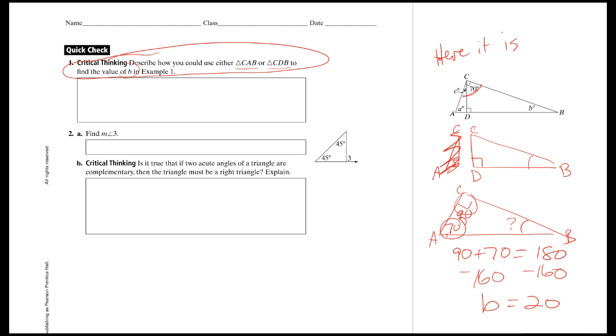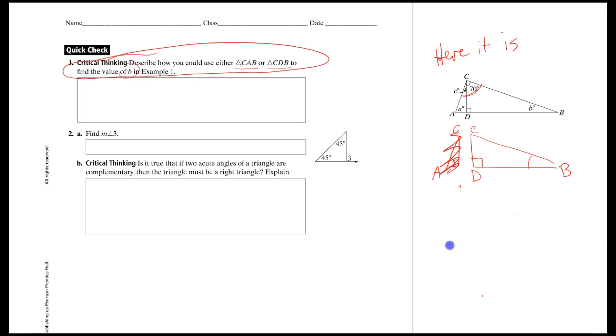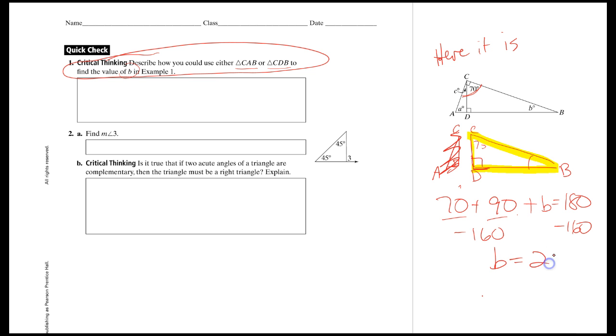Or we could have done it another way. We could have used the smaller triangle, or I guess the medium-sized triangle, CDB, to do it. We know this is a 90-degree angle. This is 70. Oh, look, it's the same math, but in a different order. 70 plus 90 plus B equals 180. Subtract 160 from both sides, and B is still 20. I will let you put that in your own words right here, and we'll move on.